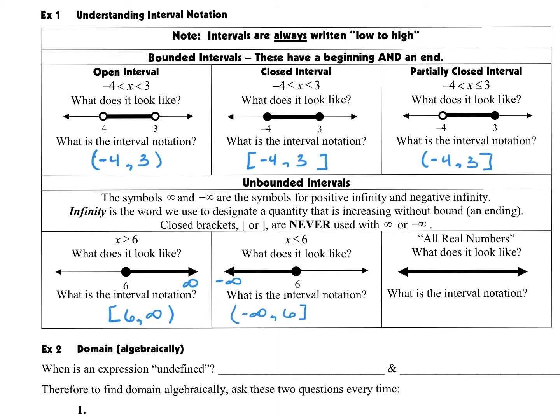Now, one major difference from your past classes is that when you said all real numbers before, you used to use this shorthand notation of a capital R with 2 vertical bars. Instead, all real numbers will now always be represented with this interval notation, and it will look like this. So we're no longer going to use that shorthand notation of that capital R with the 2 vertical bars.